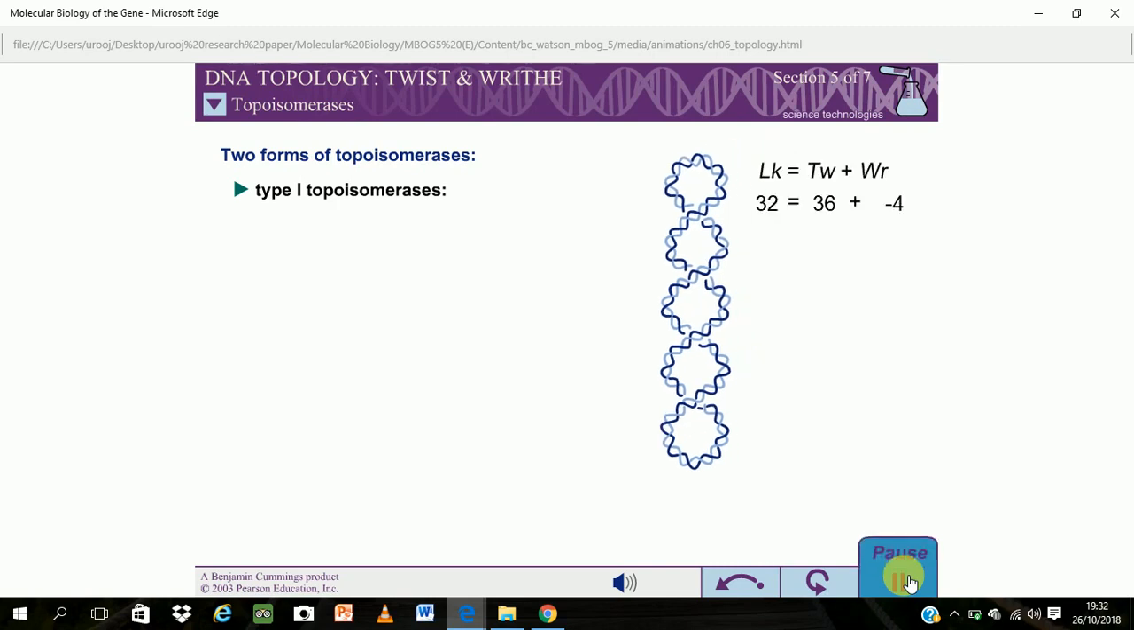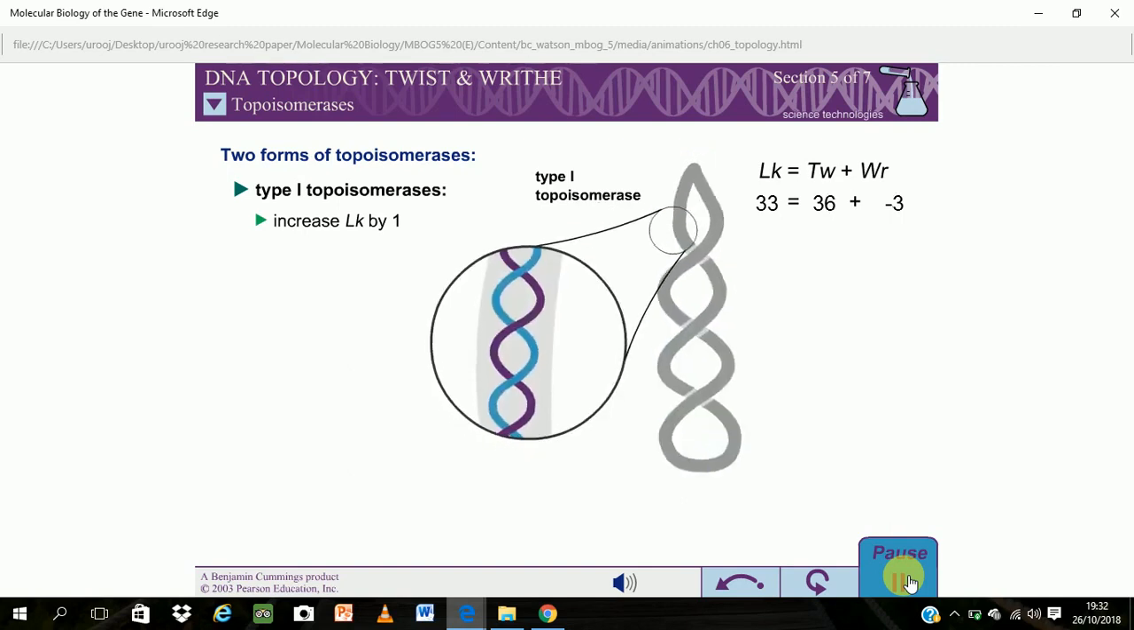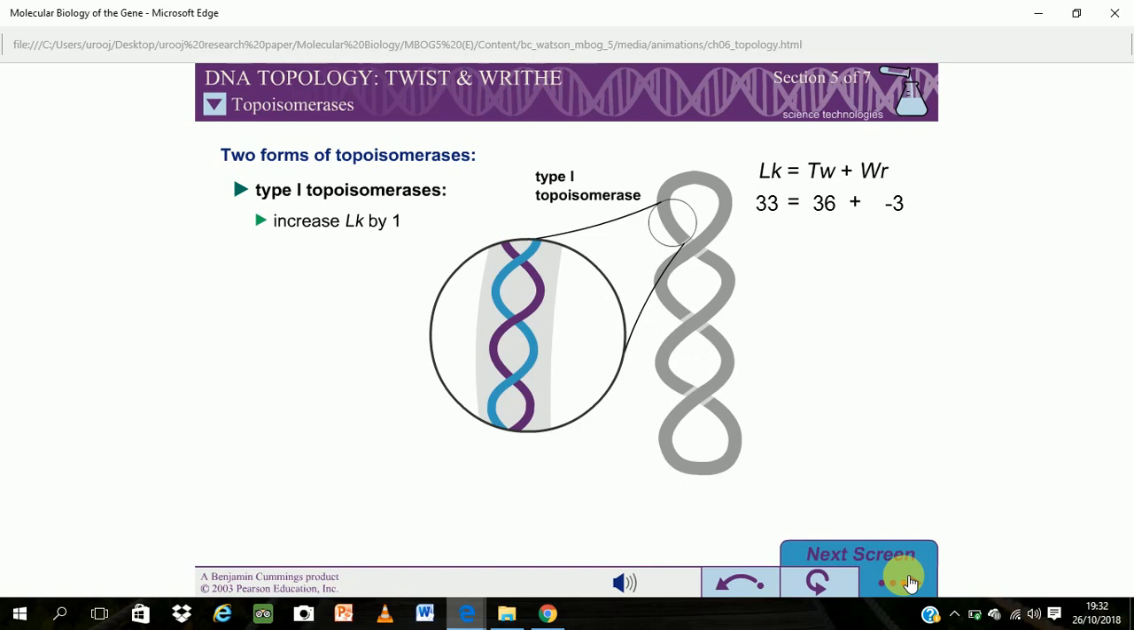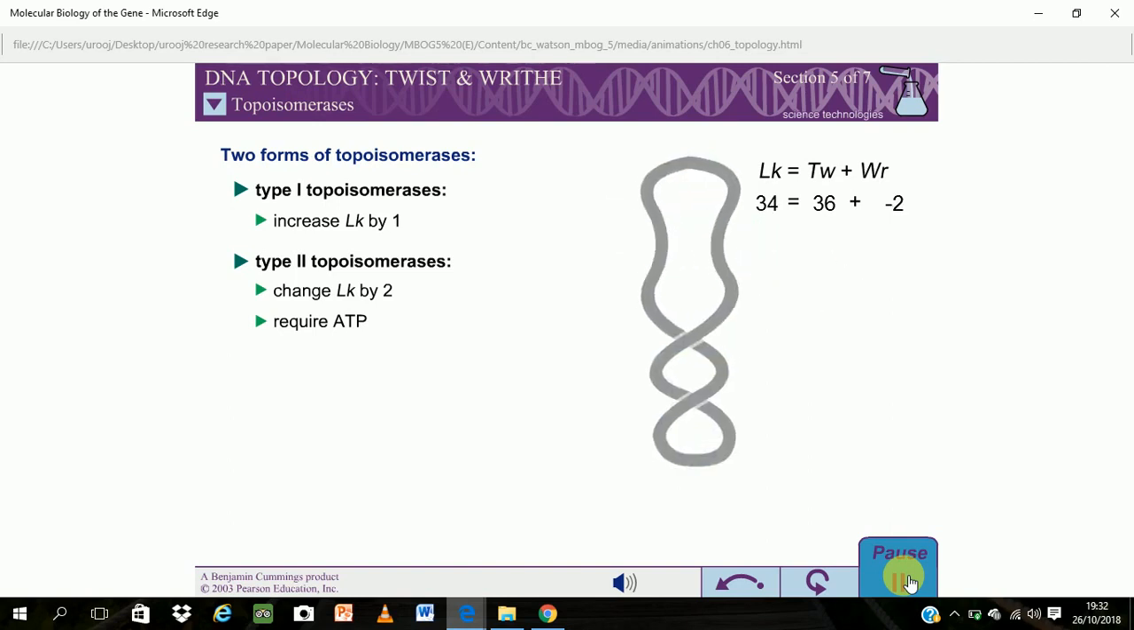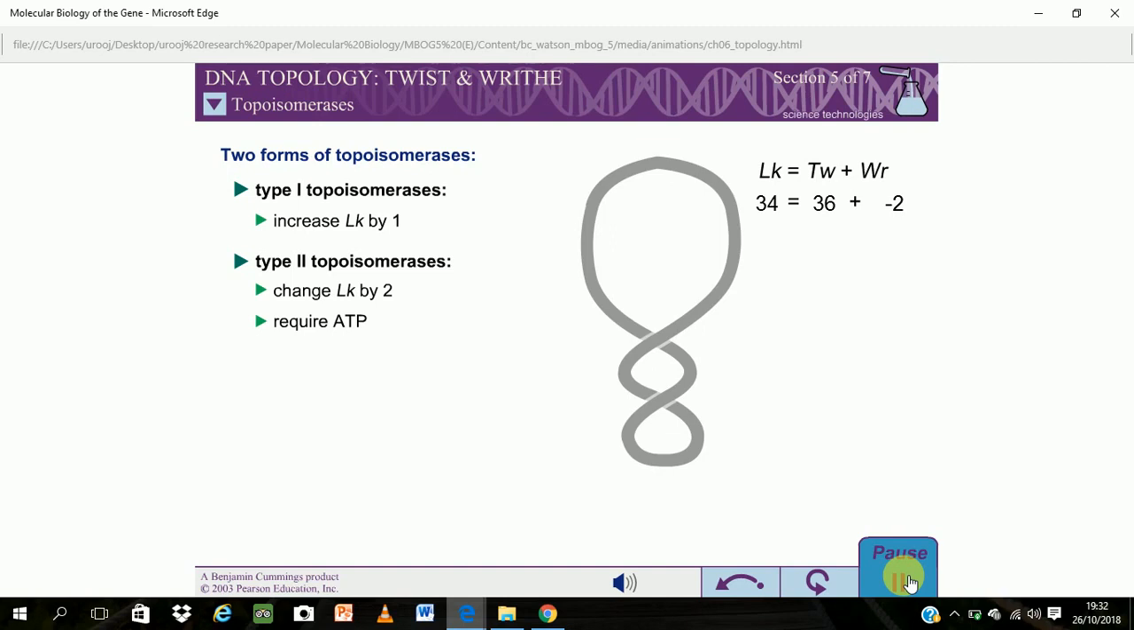There are two types of topoisomerases. Type 1 topoisomerases increase linking numbers in steps of 1. By introducing an additional twist, Type 1 topoisomerases relax negative supercoils. Type 2 topoisomerases change linking numbers in steps of 2. Type 2 topoisomerases require energy from ATP hydrolysis for their action. By changing the handedness of turns, Type 2 topoisomerases change the topology of DNA molecules.